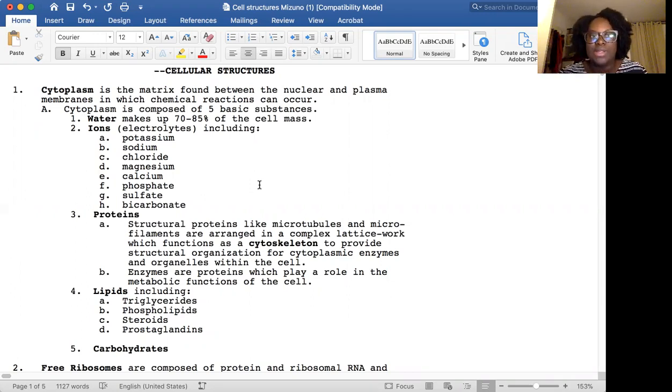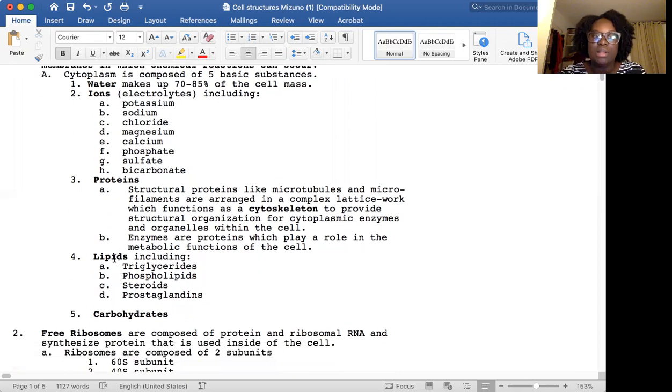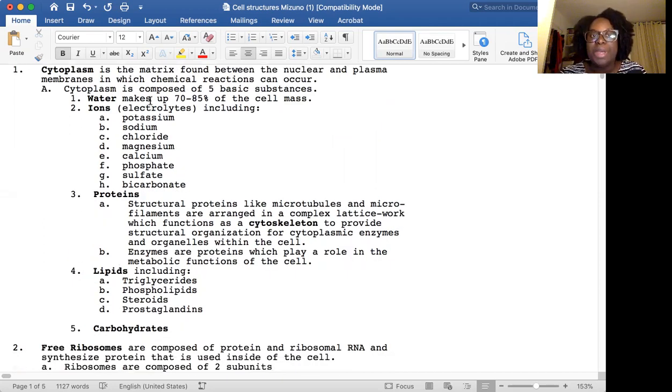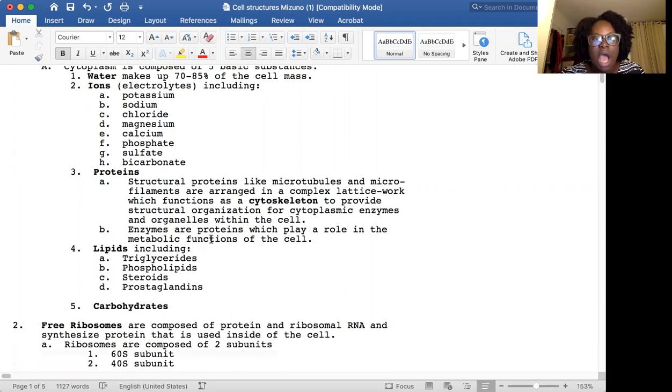The structures of the cytoplasm are water, ions, proteins, lipids, and carbohydrates. Water makes up 70 to 85% of cell mass, and we have different types of ions. We have magnesium, chloride, which is very common, calcium, and phosphate.